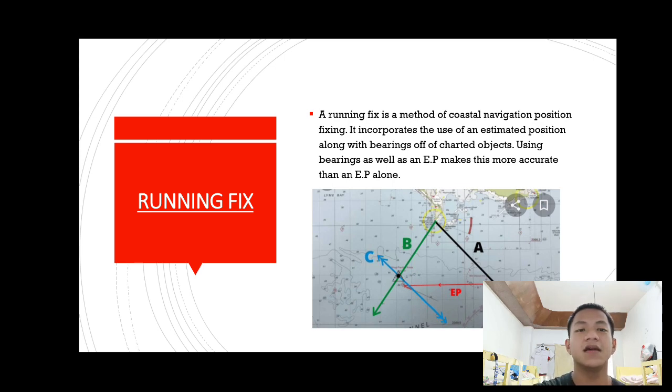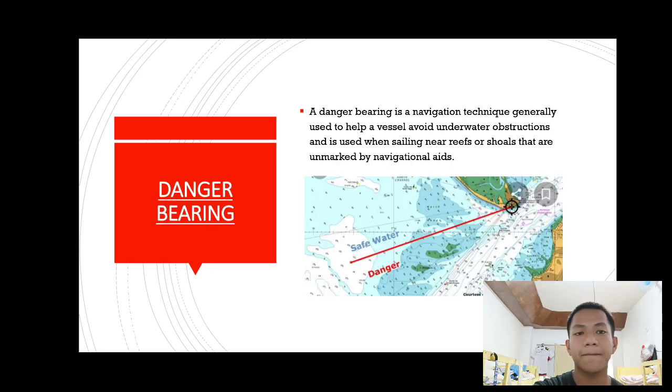Running fix. A running fix is a method of coastal navigation position fixing. It incorporates the use of an estimated position along with bearings of charted objects. Using bearings as well as an estimated point makes this more accurate than an estimated position alone. So it is a navigational position determined by the intersection of two or more lines of position taken at different times and then advanced to a common time.